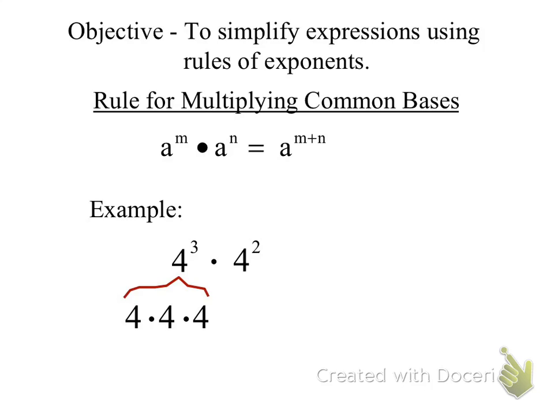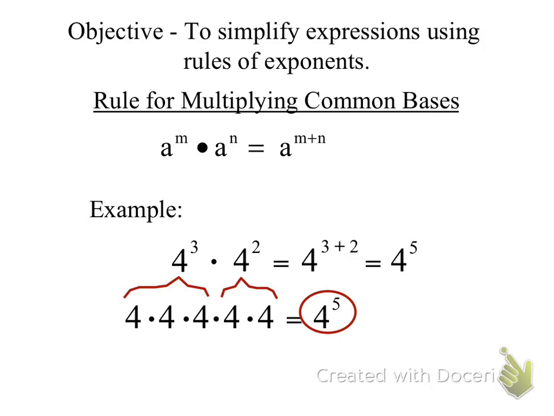So again, I've got 4 to the 3rd power. That means 4 times 4 times 4 plus 4 squared, which is 4 times 4, makes 4 to the what power? Somebody I haven't heard from? Angela? 4 to the 5th power? 4 to the 5th power. Instead of expanding, we want you to learn that rule, that we add the exponents when we are multiplying. The 3rd power plus the 2nd power equals 4 to the 5th power.